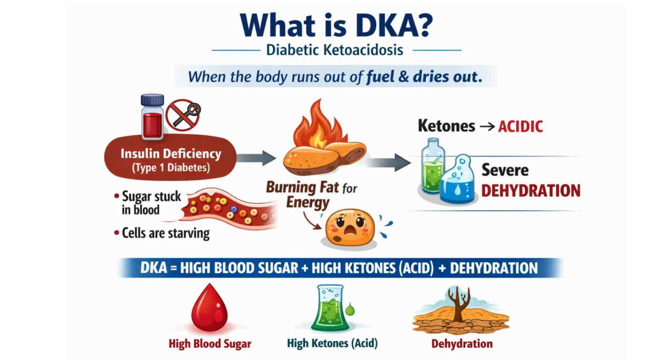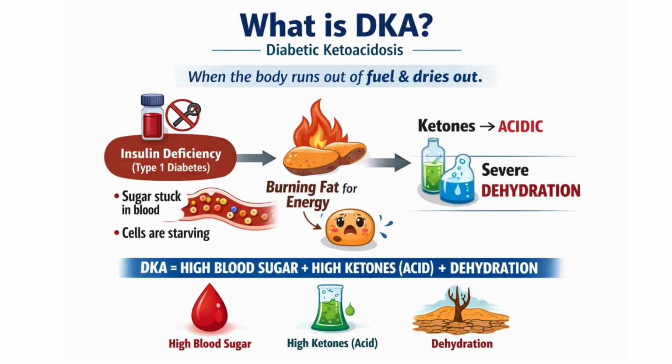Correct answer is option B. Let's break this down into steps. So what is DKA? Diabetic ketoacidosis is called DKA. DKA is a serious condition. It happens most often in people with type 1 diabetes. DKA happens when the body does not have enough insulin.